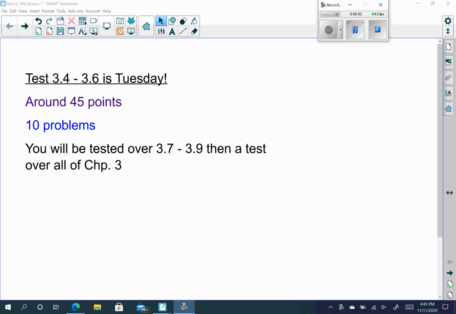So the test next Tuesday is going to be right around 10 problems. Some problems might have parts A, B, and C. So also looking at around 45 points.